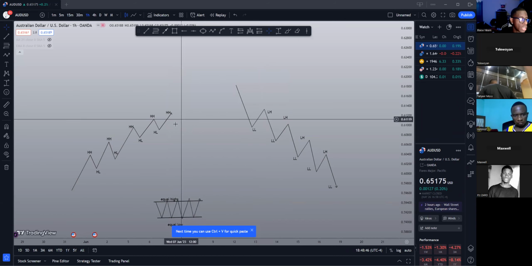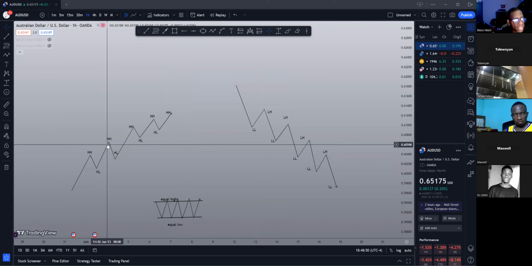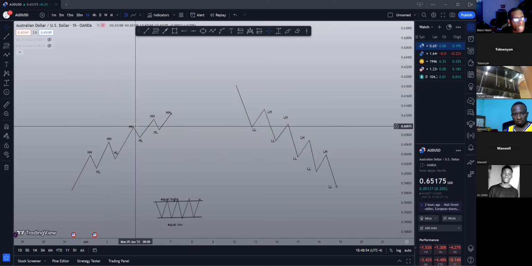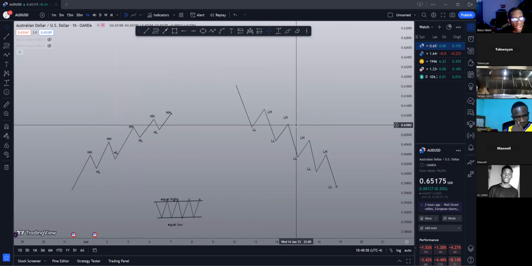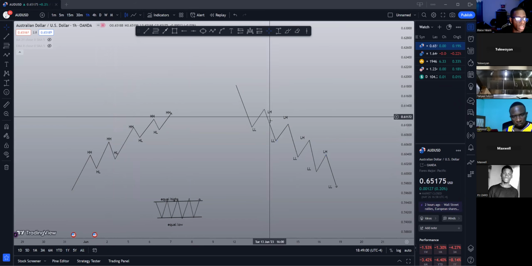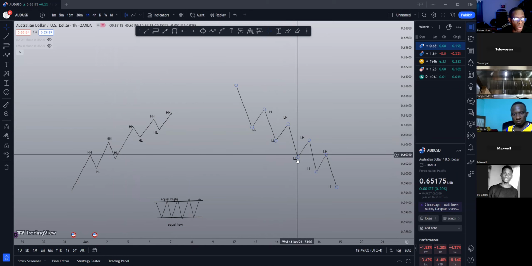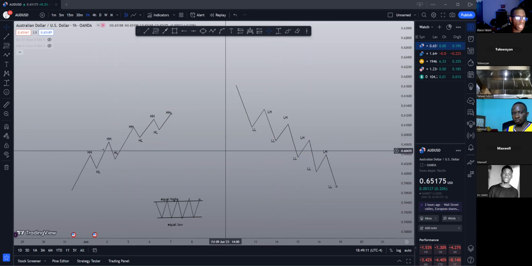I was just saying that on an uptrend, when you see a higher low, the next thing to expect is a higher high. And for the downtrend, if you see a lower high, the next thing to expect is a lower low, and if you see a lower low, the next is a lower high. And that is how the market moves.